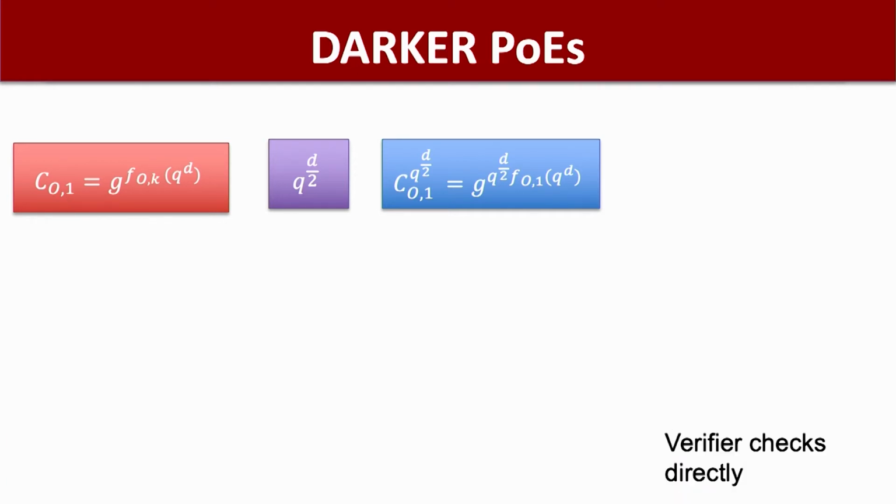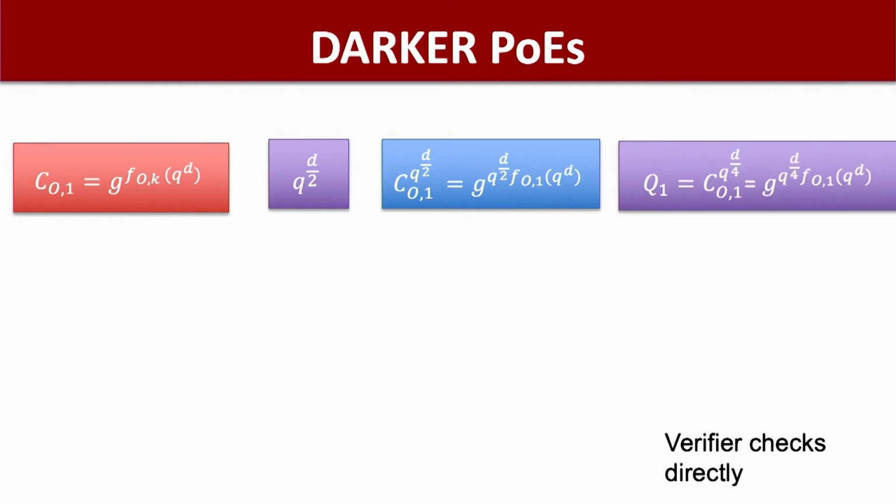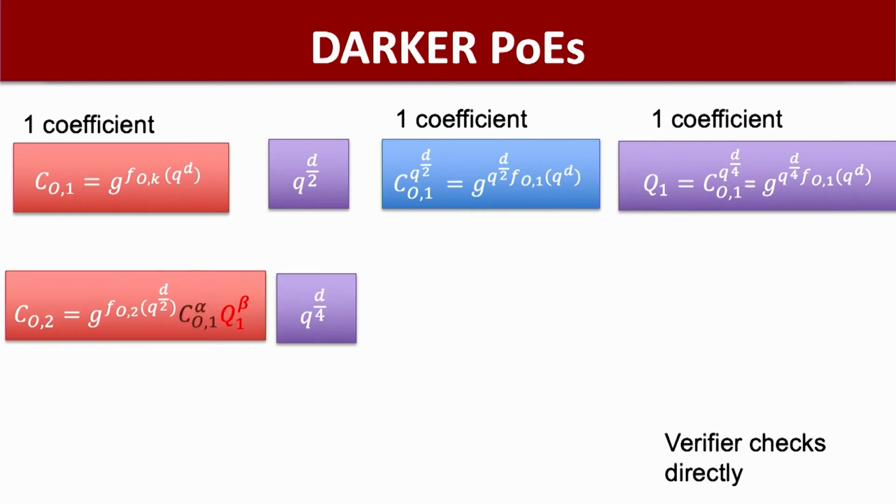So what does this look like? Well, I now have to do an exponentiation with q to the d over 2. So I will just send you half of the statement. Same as in the Pietrzak PoE, I will send you c0 to the q to the d over 4. And this reduces the problem to a statement which I had already wanted to solve in the next round of the DARK.